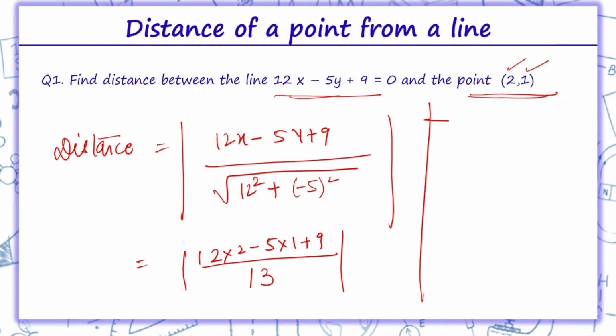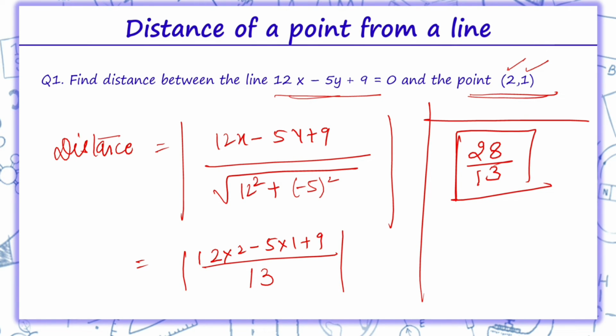So thus this value will be 12 into 2, 24. 24 minus 5 will be 19. 19 plus 9 is 28, divided by 13. So this is the distance of the point (2, 1) from the line 12x minus 5y plus 9.